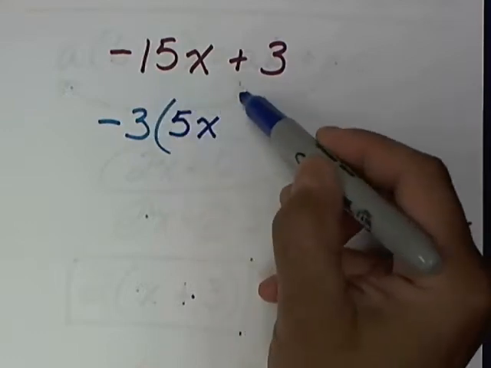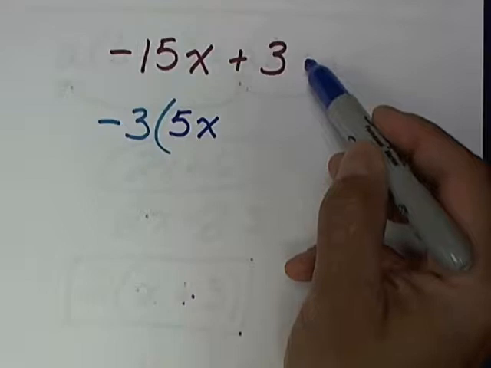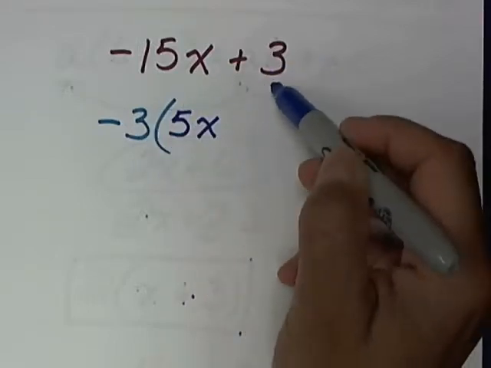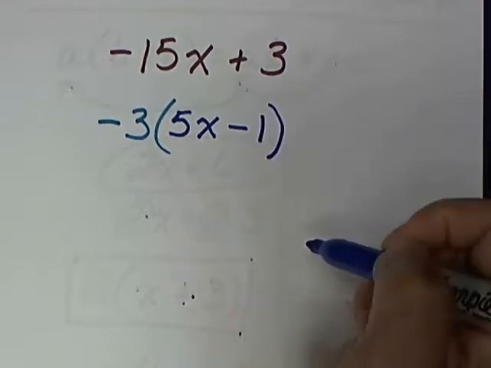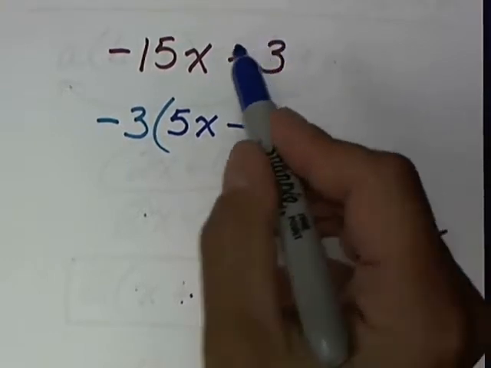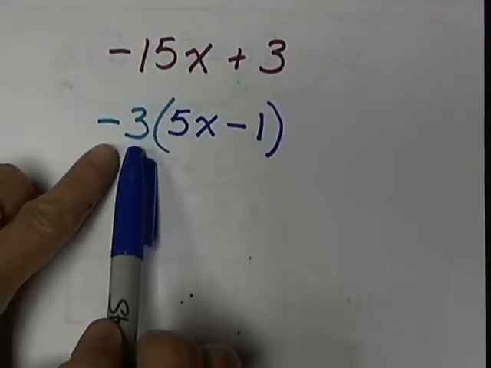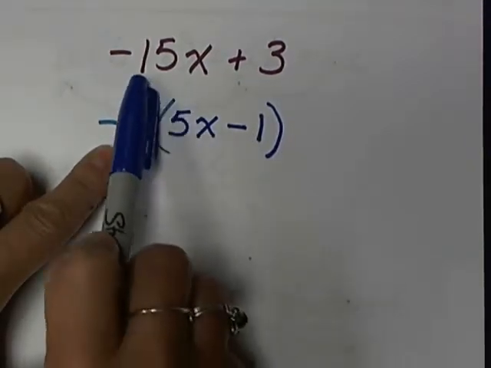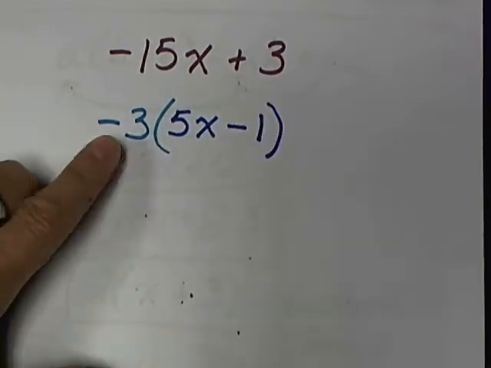Remember, once again, to multiply back in, I need this spot here. I need to represent this number. So negative 3 times what would give me a positive 3? We need that 1 as a placeholder. You can always check by distributing through to make sure that you have the right answer. Negative 3 times 5x is negative 15x. Negative 3 times a negative 1 is a positive 3.